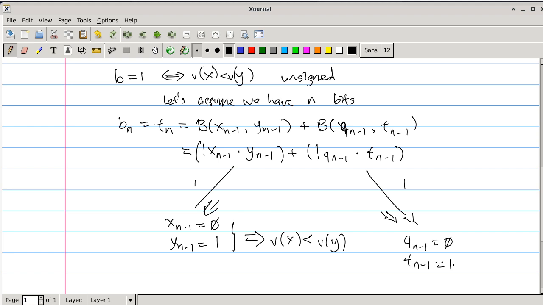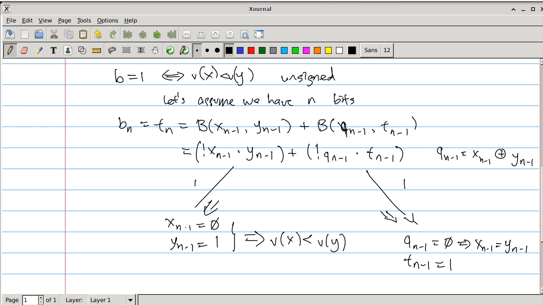How is Q defined? It's an exclusive OR between the x and the y. Okay, so let's write it down. So we'll say Qn minus 1 is xn minus 1 exclusive OR yn minus 1. Okay? So if the exclusive OR between xn minus 1 and yn minus 1 is a 0, what does it tell me about those two bits? They are the same. Very good. Okay. So this implies that xn minus 1 does equal yn minus 1.